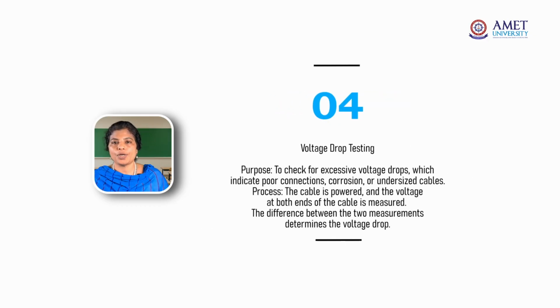Then the voltage drop test. Already we know what voltage drop is. It is nothing but the potential difference between the two ends of the conductor. In the same way, we measure the voltage difference and calculate it, and if any excess voltage drop is there, we can take safety measures based on that.